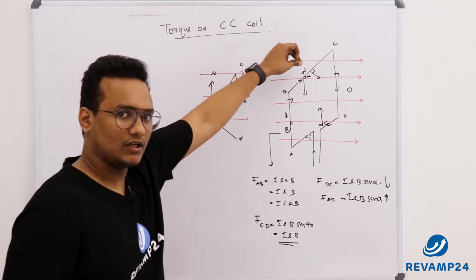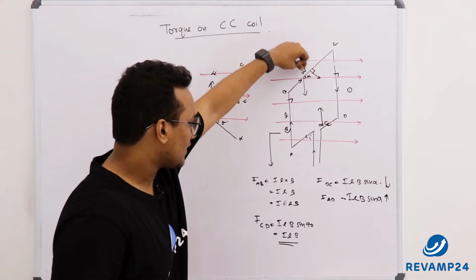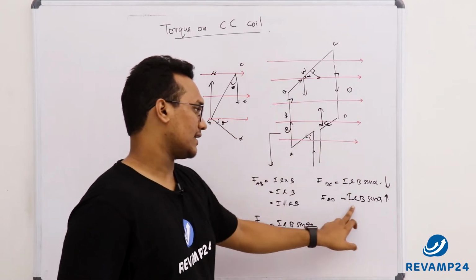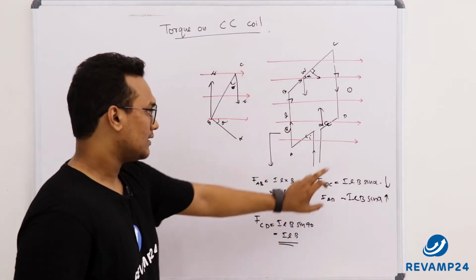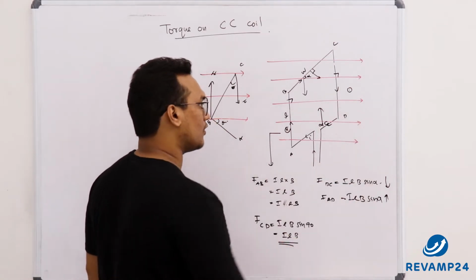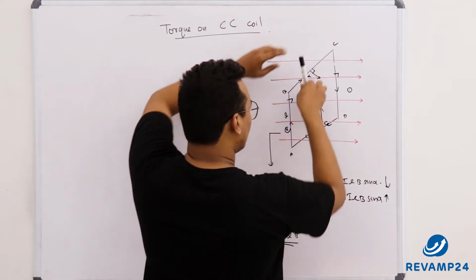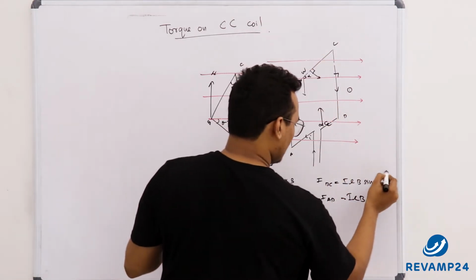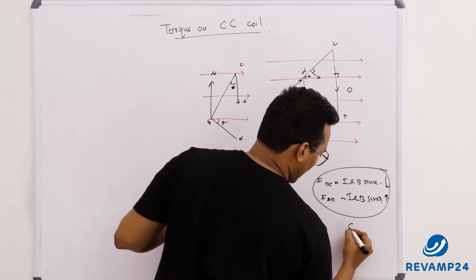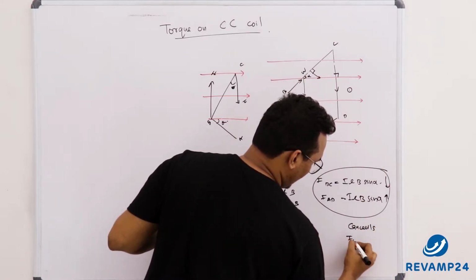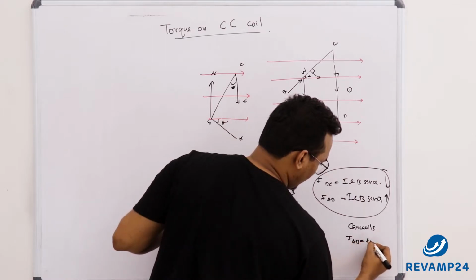So here the value of magnetic force is downward direction ILB sin alpha. Here it is upward direction ILB sin alpha. What will happen? These two forces will get cancelled. One is upward and one is downward, and that too along the line. There won't be net effect due to this. What is the reason? FBC is equal to FAD.